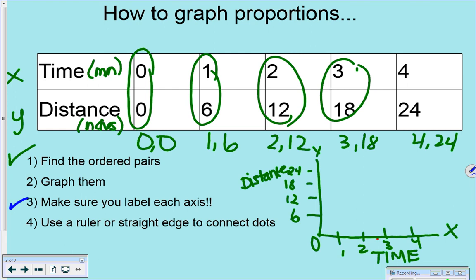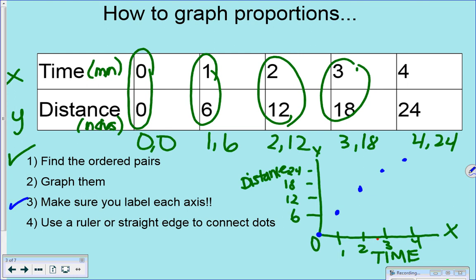Now I'm going to take those points, those coordinates, and I'm going to graph them on my graph. Okay, so 0, 0 is going to be here. Then 1, 6, 2, 12, 3, 18, 4, 24. Okay, just remember this is just a sketch and it's not perfect.